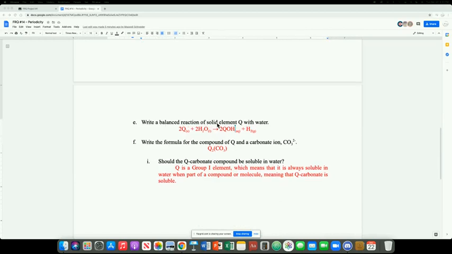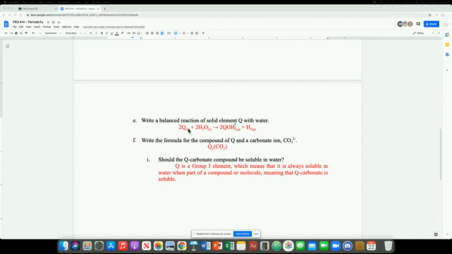So then write a balanced reaction of solid element Q with water. So first off, we need to yet again know that Q is an alkali metal. So we can say that an alkali metal plus H2O will always go to that alkali metal bonded with a hydroxide polyatomic ion and H2 gas.